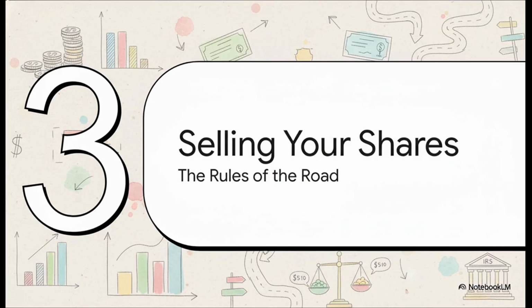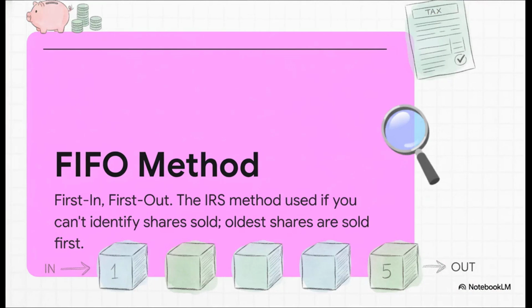And that brings us to a super important question. Which shares are you actually selling? The $10 ones or the $5 ones? Thankfully, the IRS has some very clear rules of the road for this exact situation. The default rule, the one the IRS uses unless you say otherwise, is called FIFO. It stands for first in, first out. And it's exactly what it sounds like. The government assumes you are selling the very first shares you ever bought. The oldest ones are the first to go out the door.